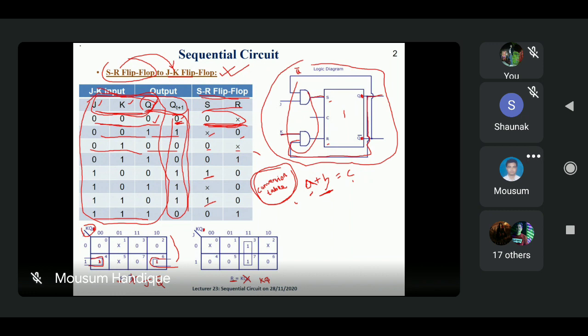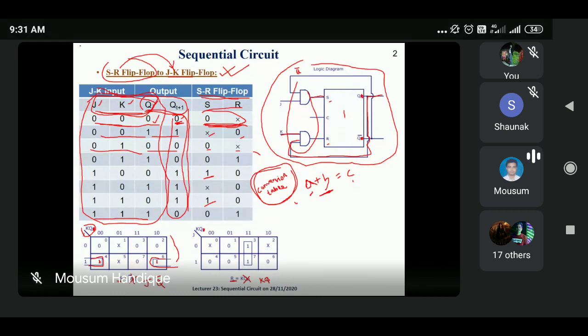Any doubt on this one? If anyone is not understanding anything, then please ask me.